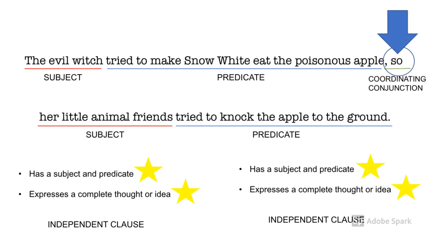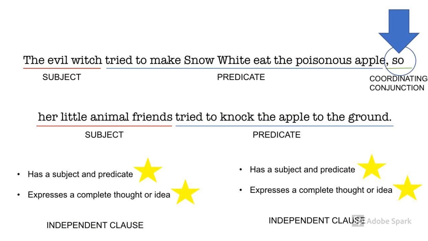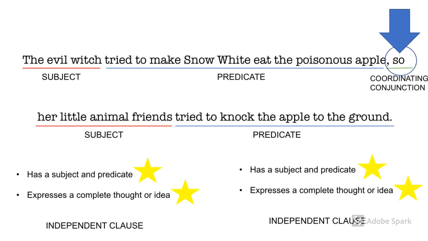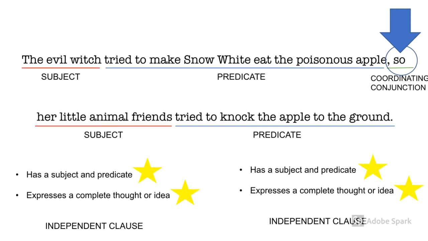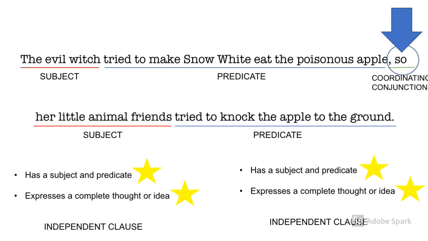Let's look at an example of a compound sentence. The evil witch tried to make Snow White eat the poisonous apple, so her little animal friends tried to knock the apple to the ground. In this example, we are using the coordinating conjunction so to combine these two independent clauses to create a compound sentence. We can tell these are two separate independent clauses because they both have a subject and a predicate, and they separately express two complete thoughts.